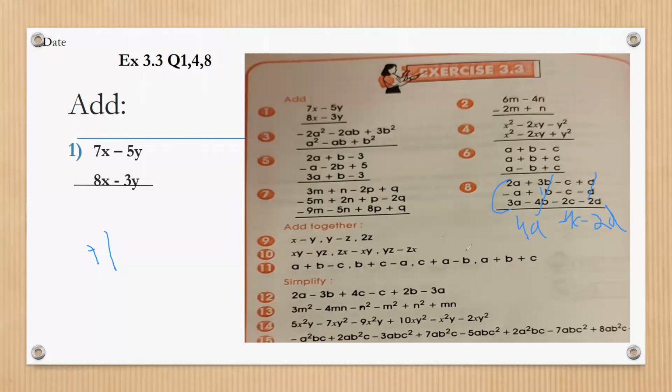So here we get the answer. But I will check your class work inshallah by tomorrow. Clear, everybody? I will check your work inshallah.